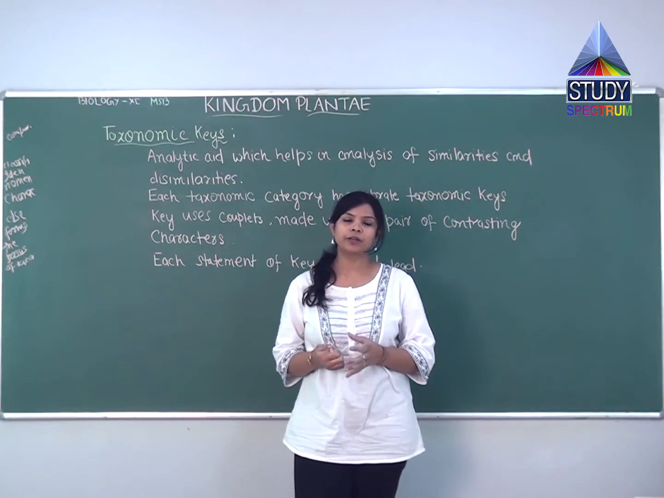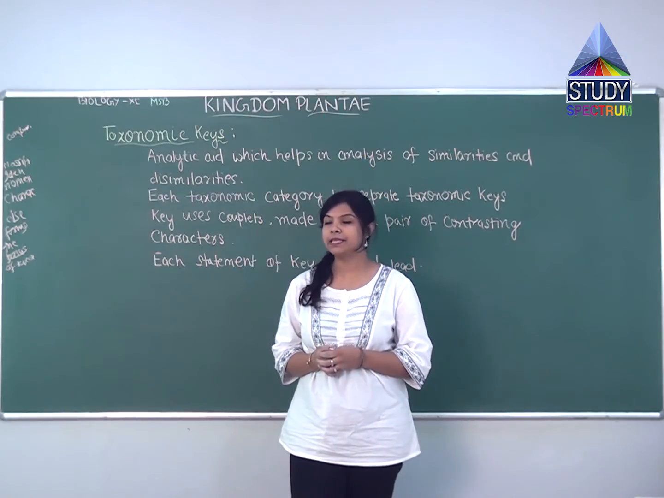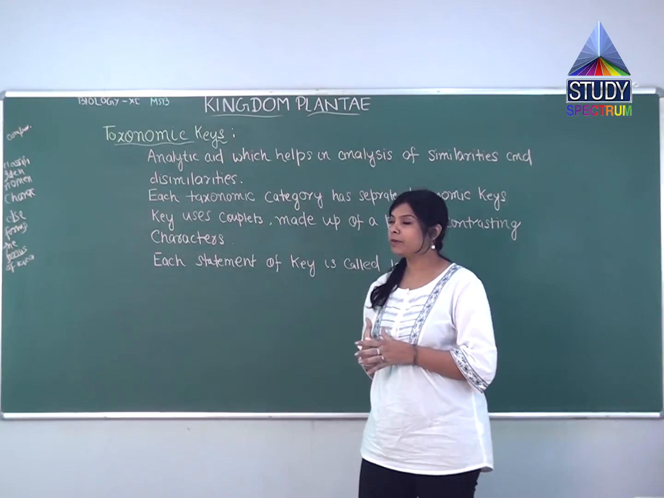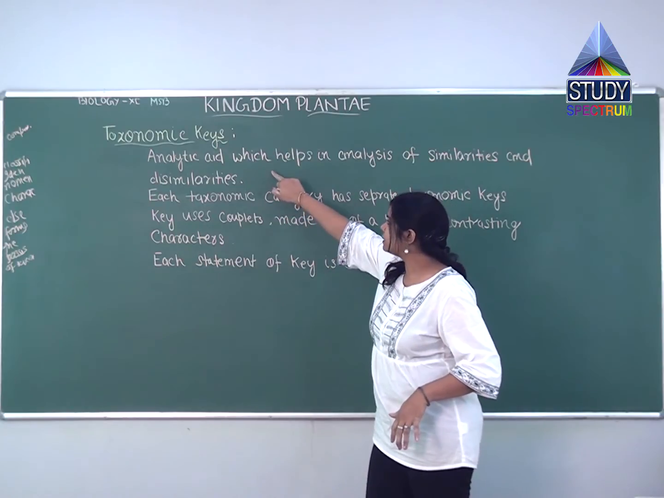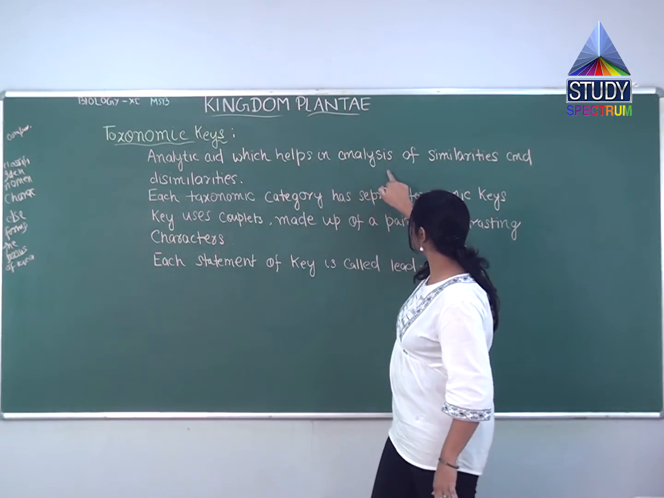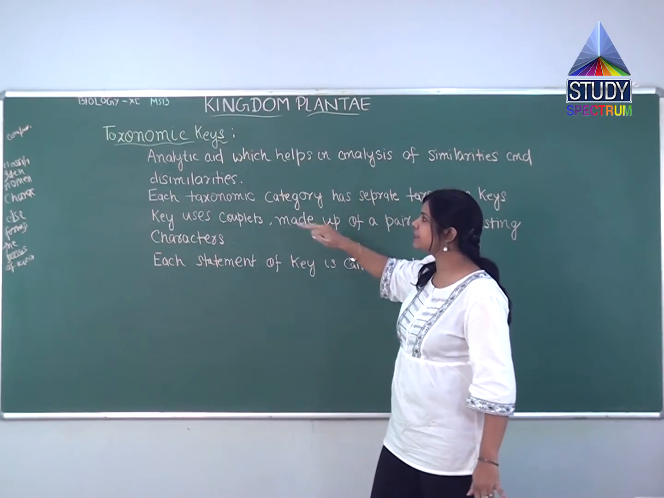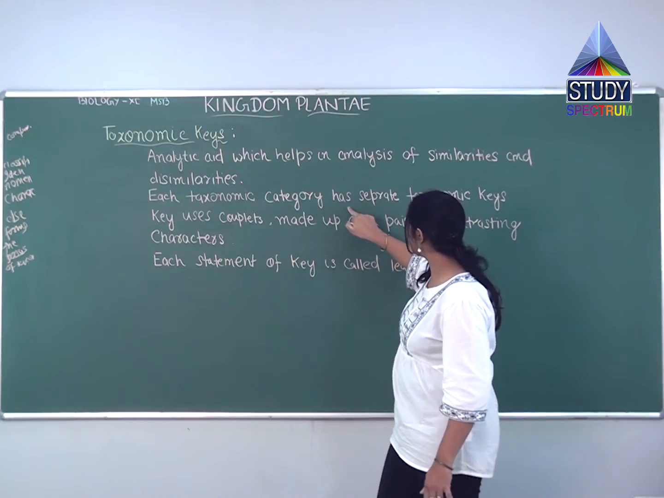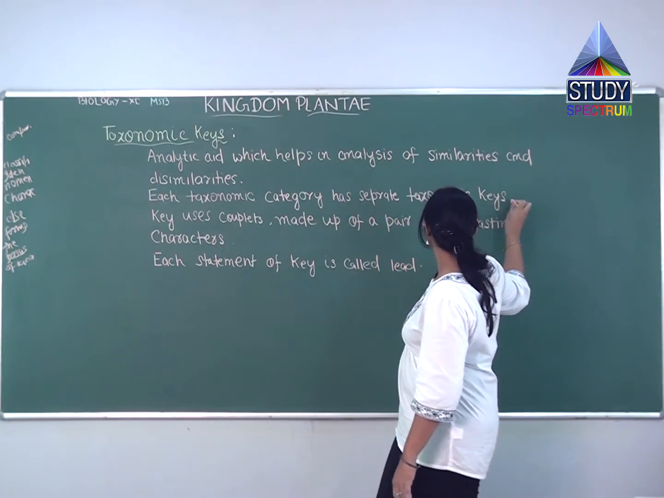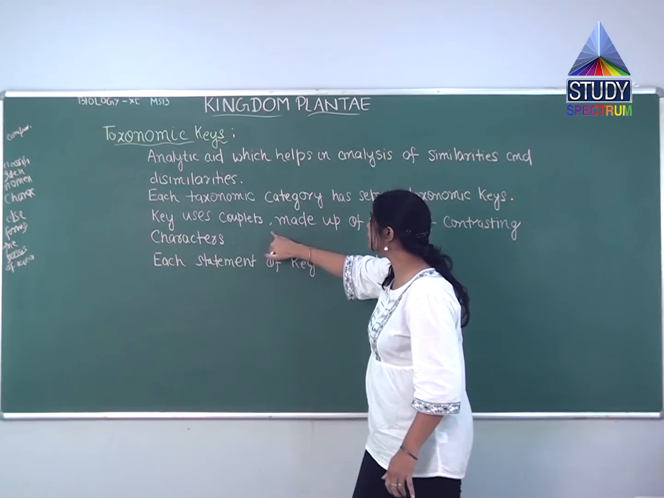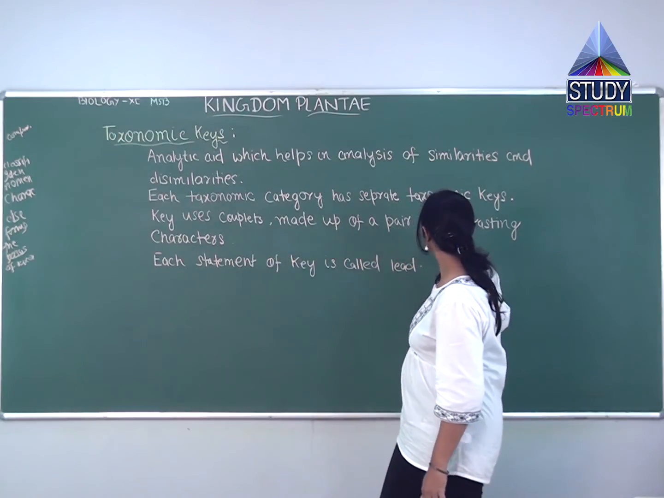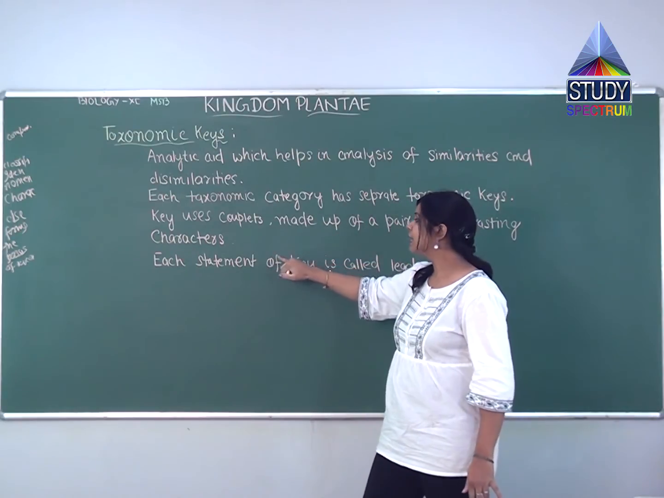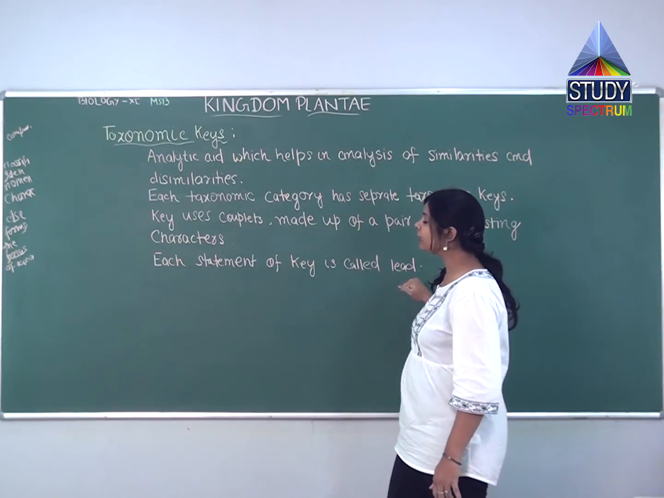So students, now we are going to discuss taxonomic keys. So what is a taxonomic key? It is an analytic aid which helps in analysis of similarities and dissimilarities. Other than this, each taxonomic category has separate taxonomic keys, and a key uses couplets made up of a pair of contrasting characters. Each statement of the key is called a lead.